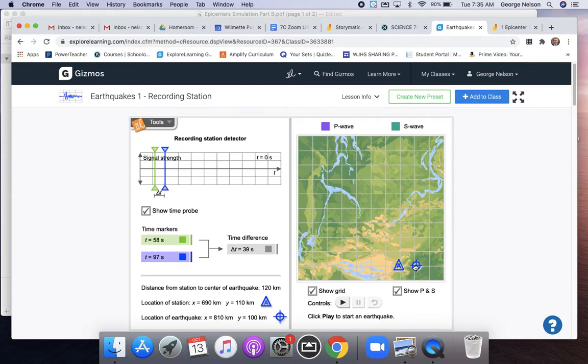110. There we go. So it says 100. And I would use the grid, so it snaps. Click 100. You're going to record your data.